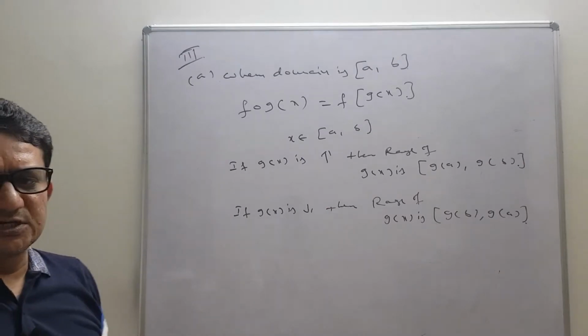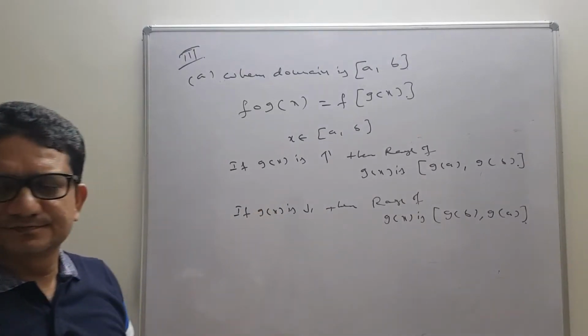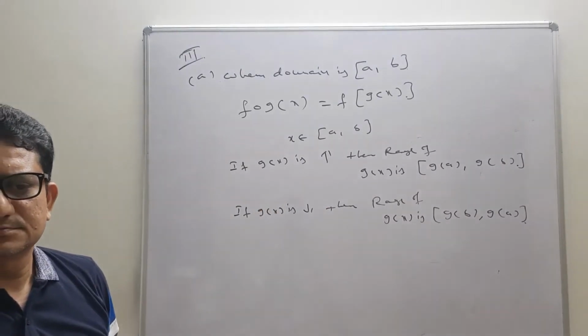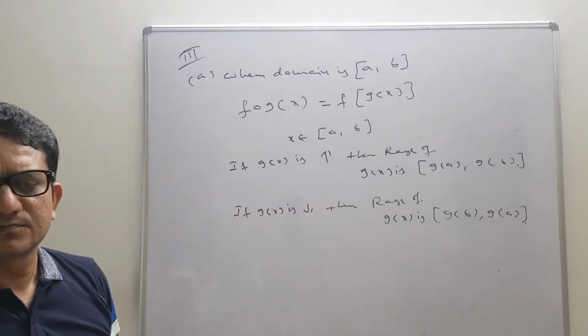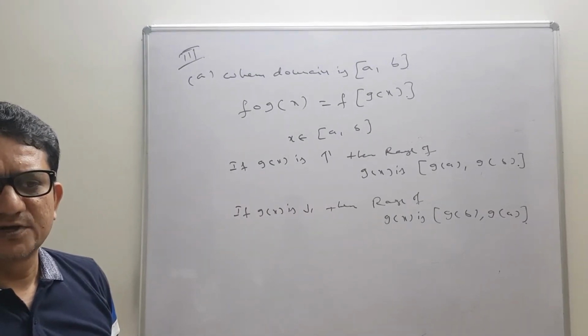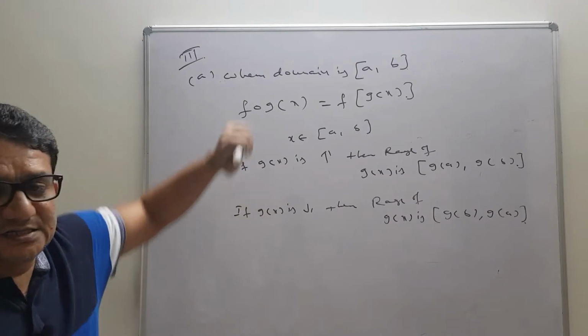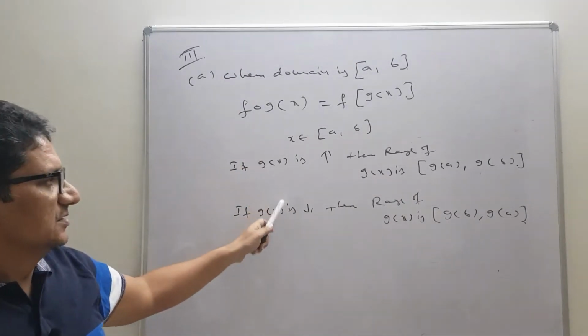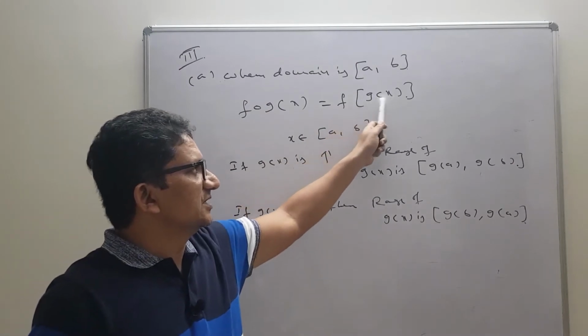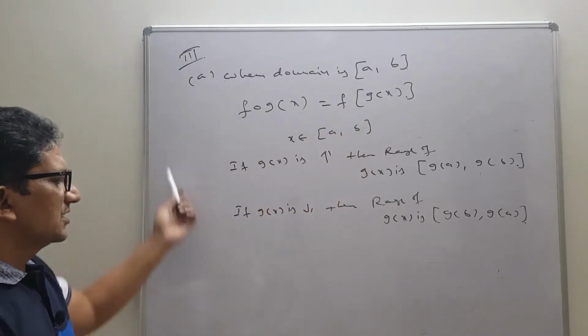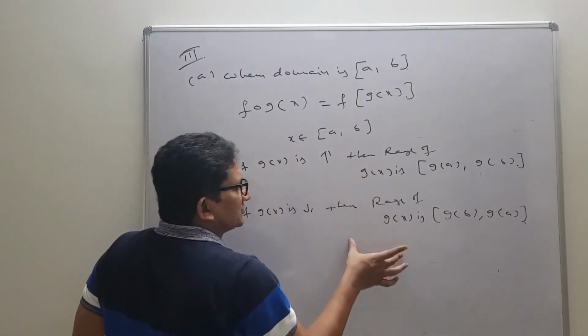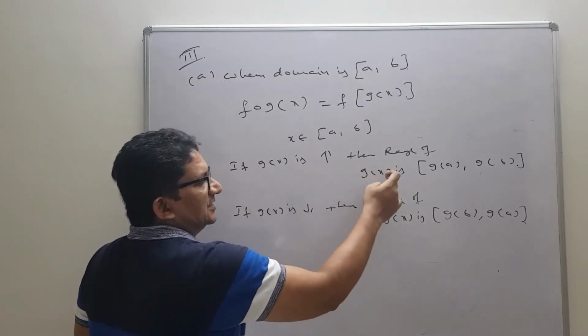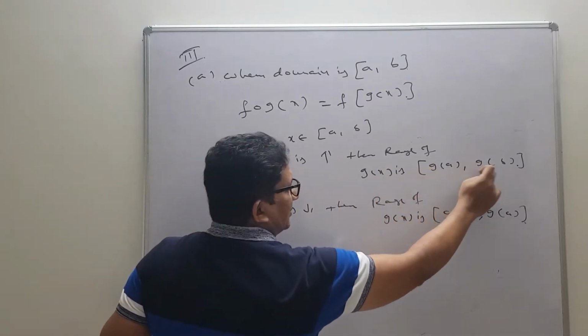Students, are these 2 points clear or not? Tell me. For everyone, these 2 points we already discussed in the previous class. So these 2 points are okay, and we are just concentrating on the inside function only. After confirming these 2 things, suppose it is increasing, then the range of g of x is [g of a, g of b].